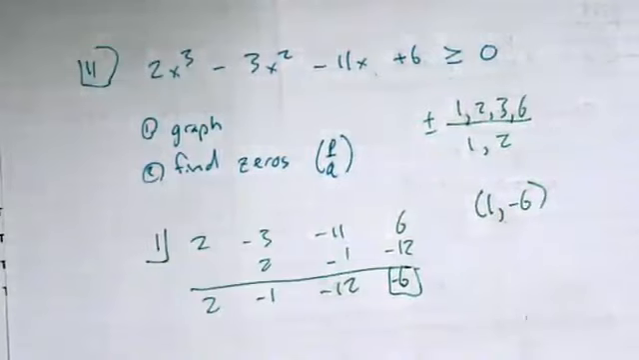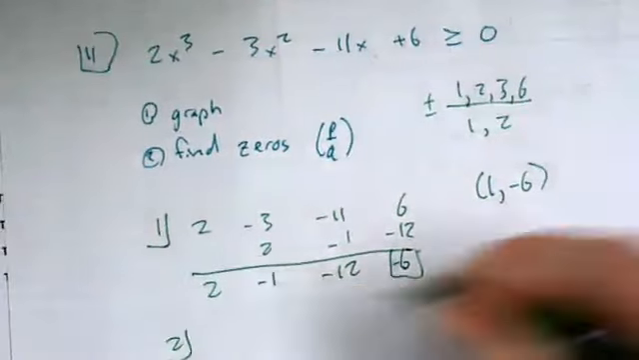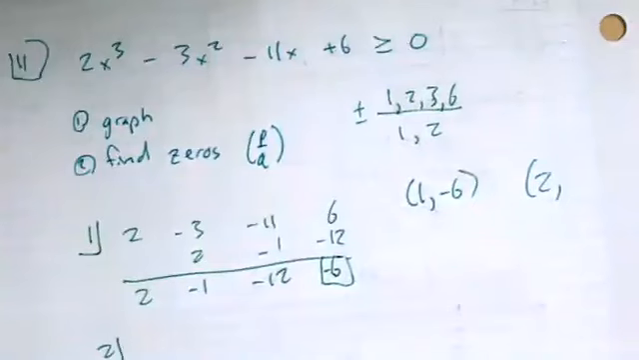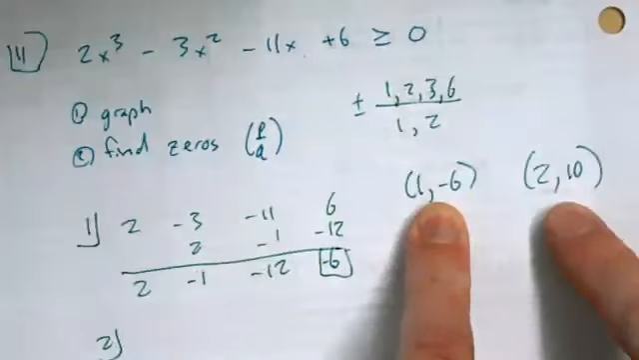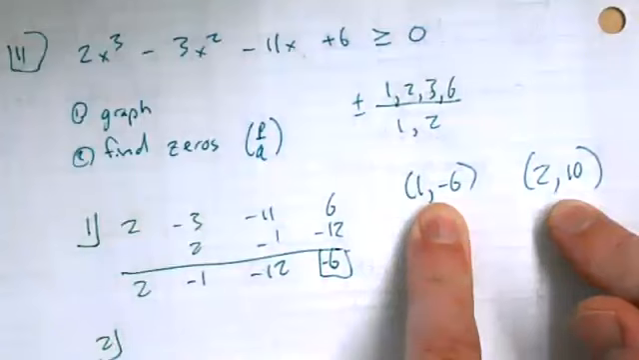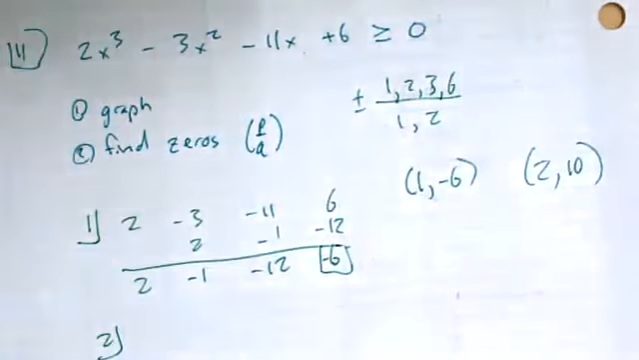So let's say later on I tried 2, and I found that 2 comma, I'm just going to make it up, let's say I found that 2 comma 10 was on my function. What do you know? If 1 comma negative 6 is on the function and 2 comma 10 is on the function, somewhere between 1 and 2, there's a 0. So what would be the next thing to try? 1.5, or 3 over 2. So there are some tricks to make it go faster. You don't actually have to try all of them. How many possibilities would there be? 16 possibilities.